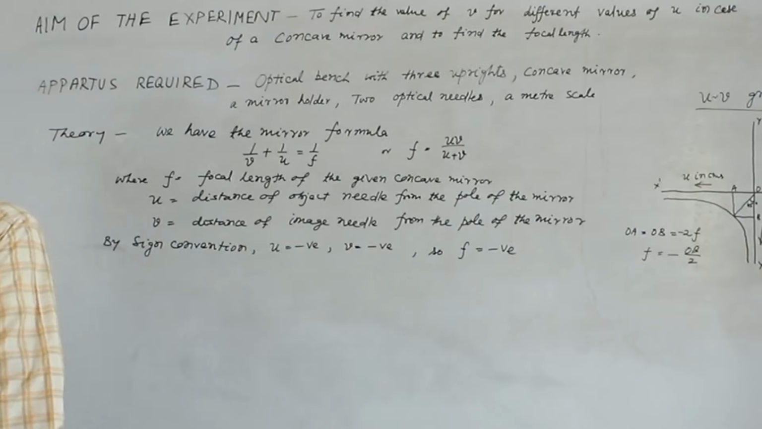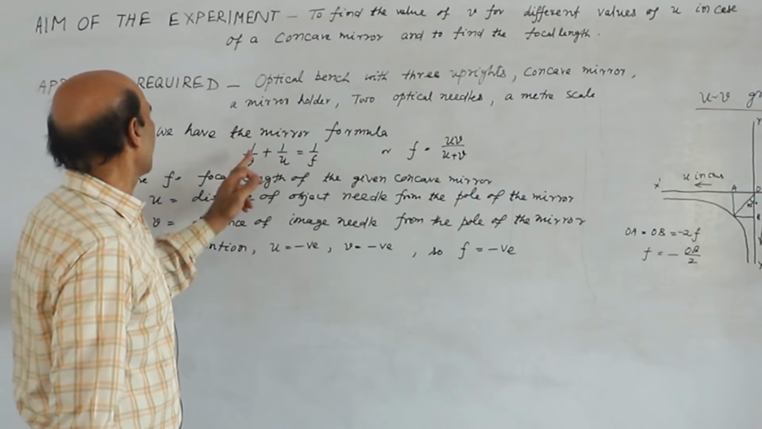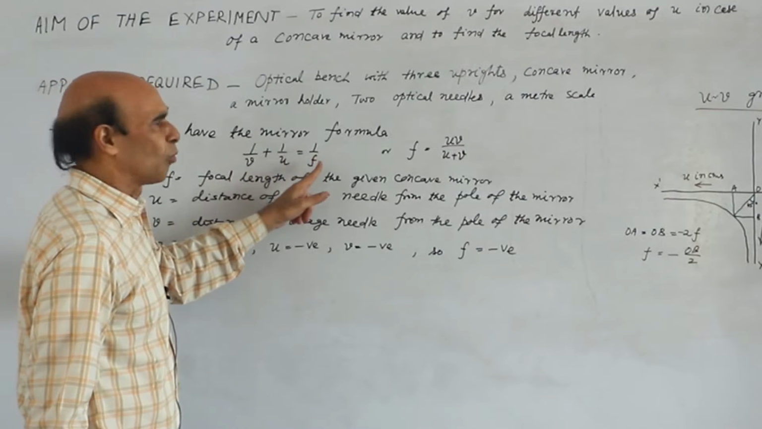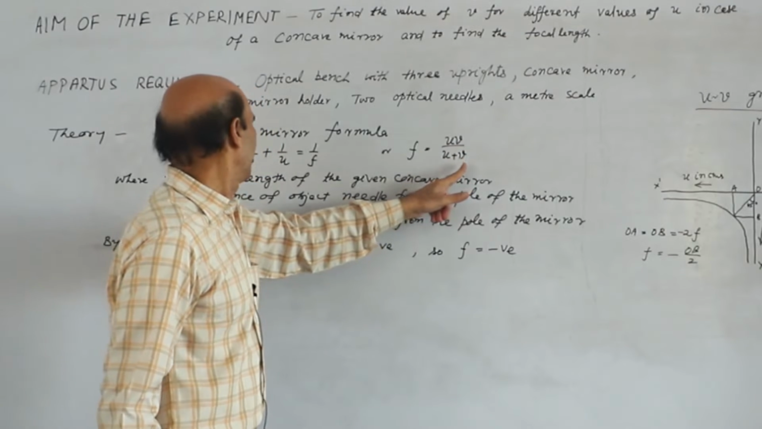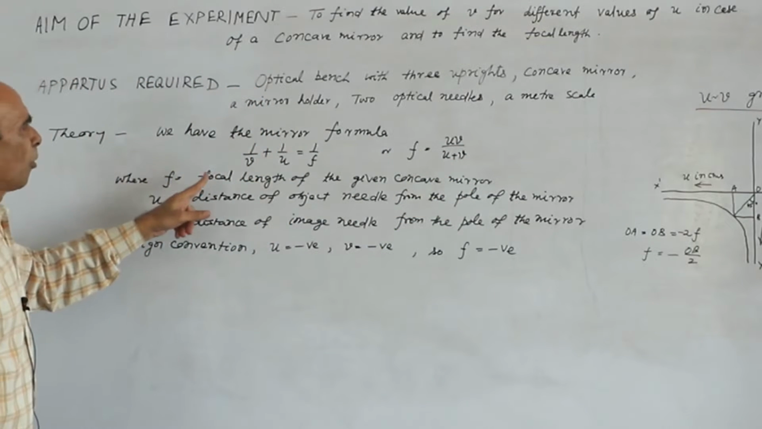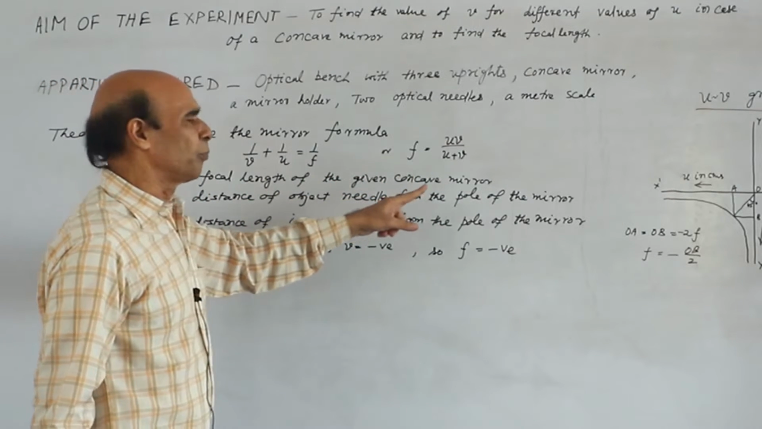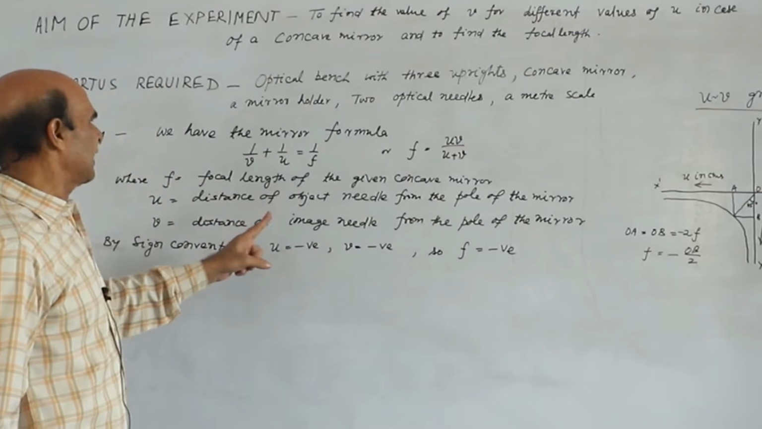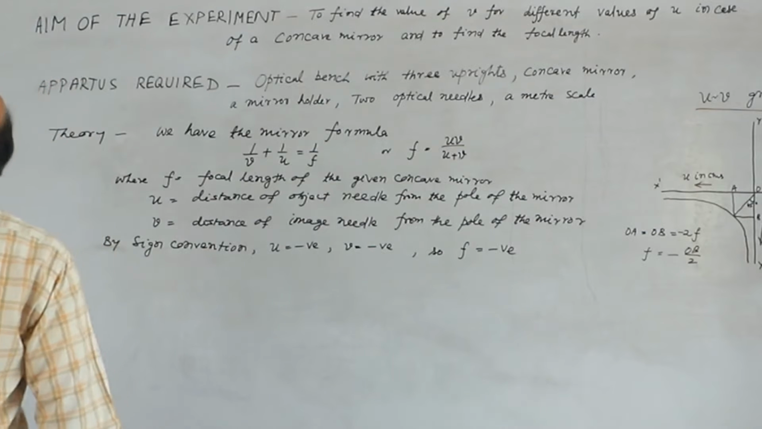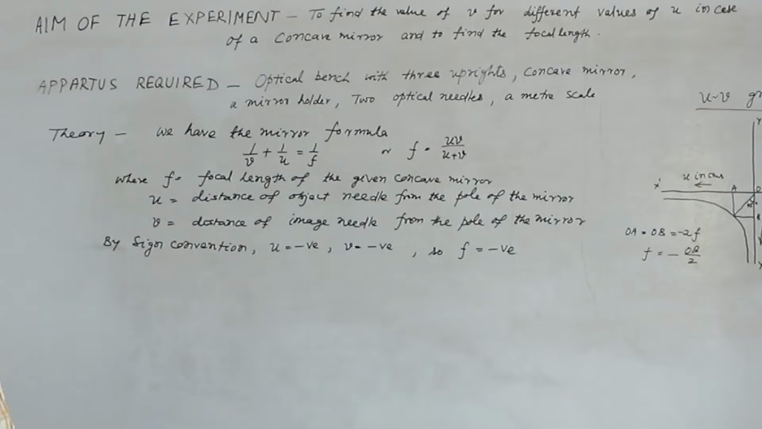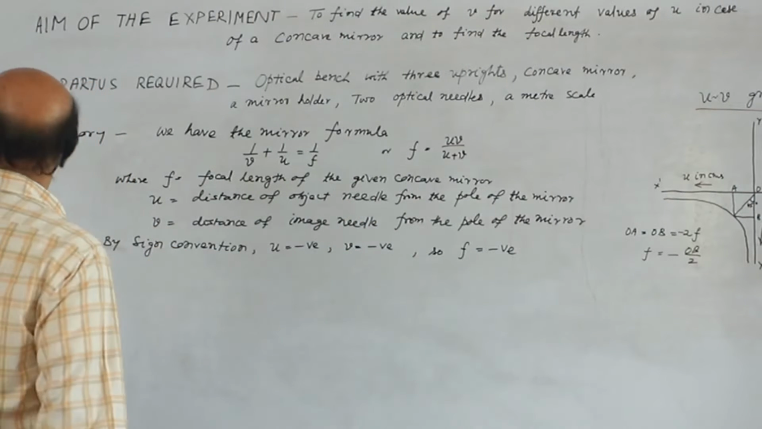And the theory is here, we want to find the focal length of the given concave mirror. The formula is 1 by V plus 1 by U is equal to 1 by F, or we can write F is equal to UV by U plus V, where F is the focal length of the given concave mirror, U is the distance of object needle from the pole of the mirror, and V the distance of image needle from the pole of the mirror. Now by sign convention, you can see here all are to the left side. By sign convention, U is negative, V is negative, so F is also negative.